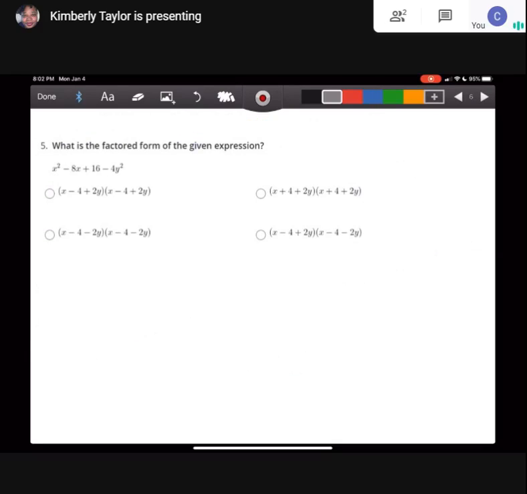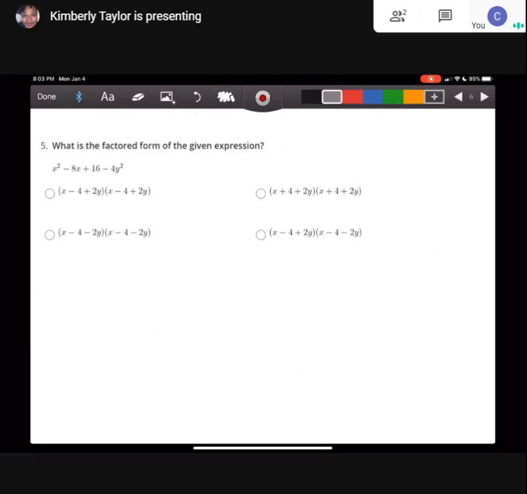Okay, so it says, what is the factored form of the given expression? Now, for problems like these, you're like, I don't feel like dealing with this. So what I would do is actually work out each one of the problems. Okay, so let me show you how to work it out real quick.